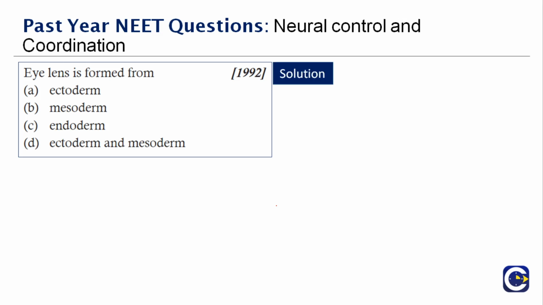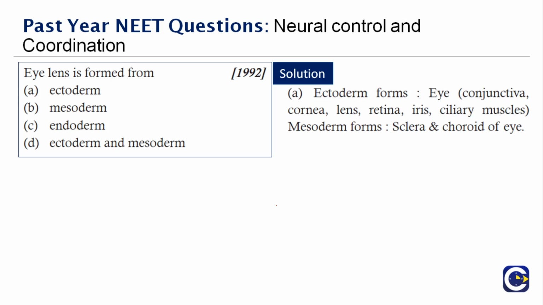Eye lens is formed from dash. Very easy question. Eye lens is formed from ectoderm. Ectoderm forms the eye, conjunctiva, cornea, lens, retina, iris, ciliary muscles, while mesoderm forms the sclera and the choroid part of the eye. Therefore, the right answer is option A.